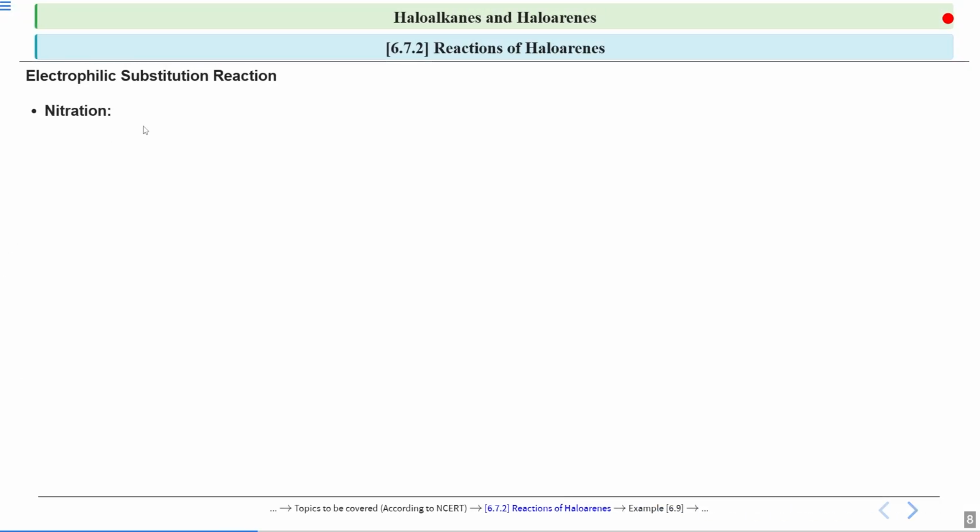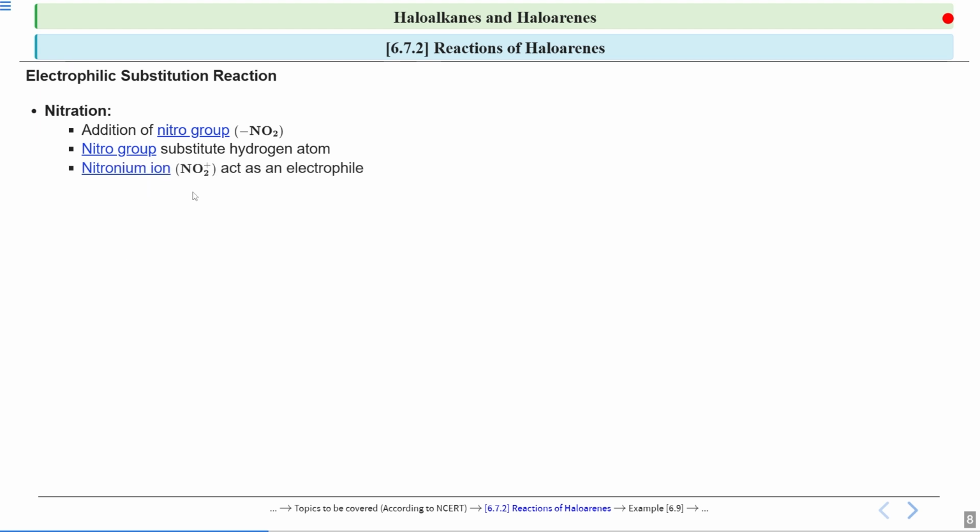The next is nitration. This nitration reaction also happens via an electrophilic substitution mechanism. Nitration involves the addition of a nitro group to the benzene ring. Nitro group means the NO2 group. So the nitro group substitutes the hydrogen atom and attacks on the benzene ring and forms the bond. The nitronium ion, that is NO2 positive, acts as the electrophile in this process.